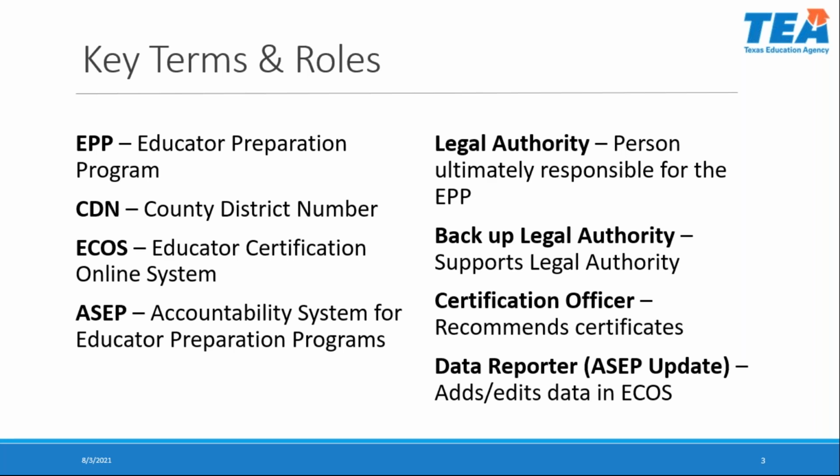The certification officer, first and foremost, recommends certificates. However, in many EPPs, that role may also be responsible for other areas, such as admissions, test approval, and/or state reporting. Some EPPs have a person whose function is specifically to report data each year. Whoever does the reporting for your programs would need to have the ASEP update role in ECOS for Entities.